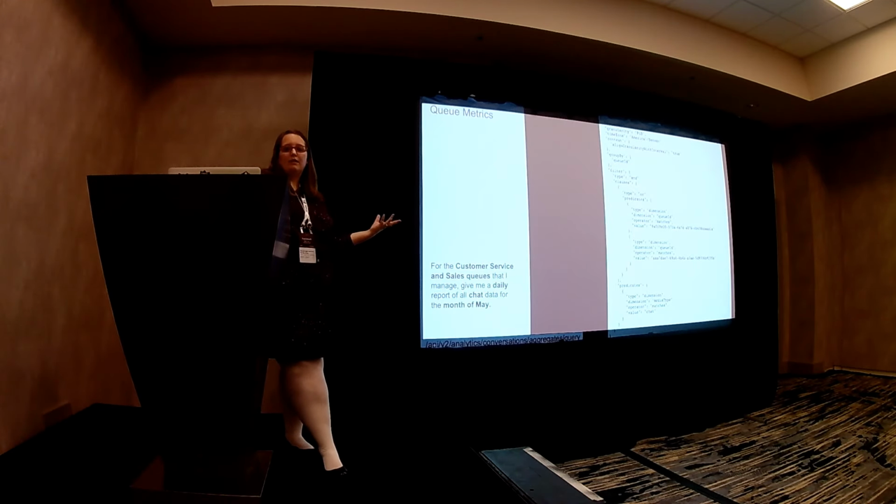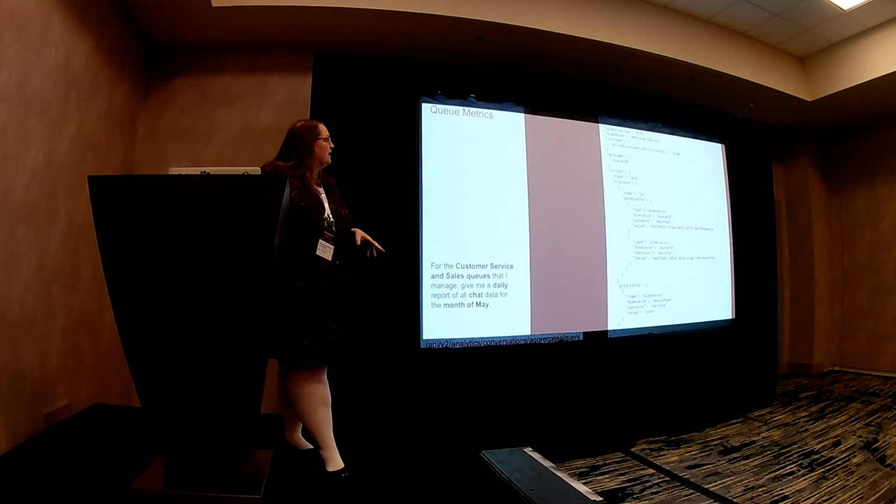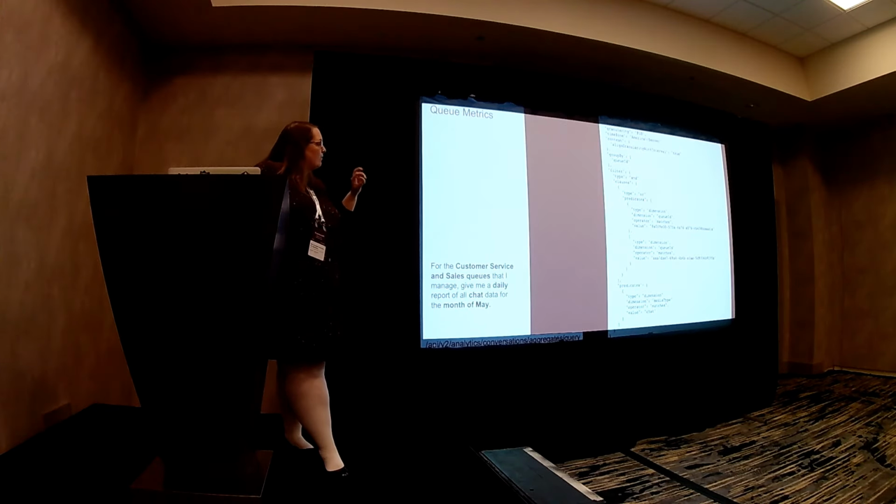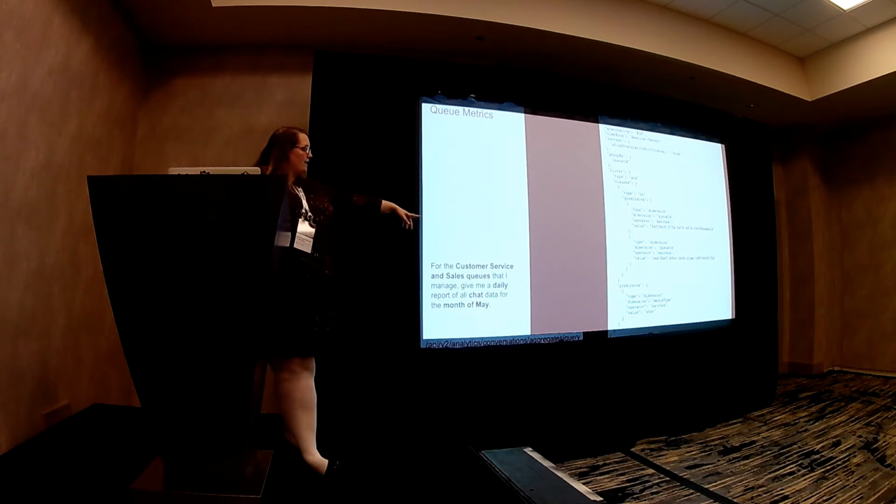For this, we asked the question: for my customer service and sales queues that I manage, give me a daily report of all chat data for the month of May. To get this, we're going to hit the conversation aggregates query endpoint, and there are a couple of essentials we're going to put in. We said we want a daily report, so we're going to set our granularity to P1D. We're also going to group by our QID, and add a filter at the bottom for the chat that we want. Then this clause in the middle says, let me know if you have either of my two queues.